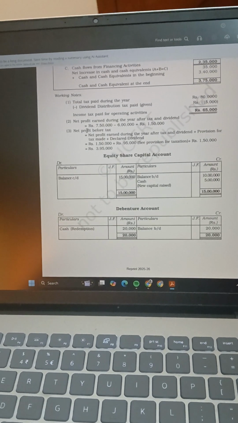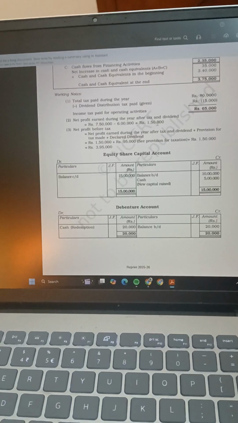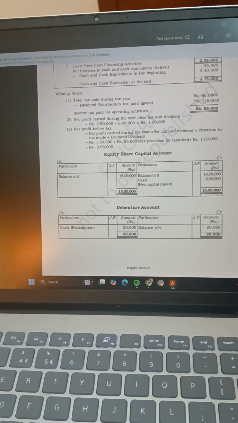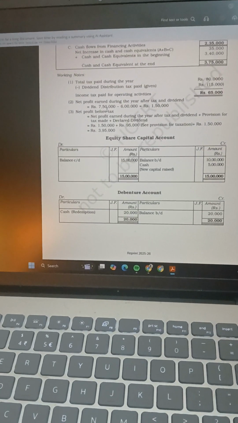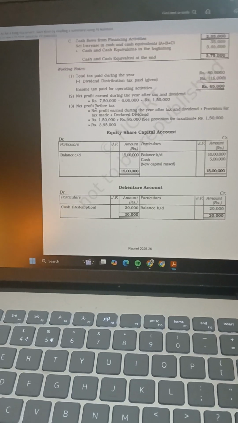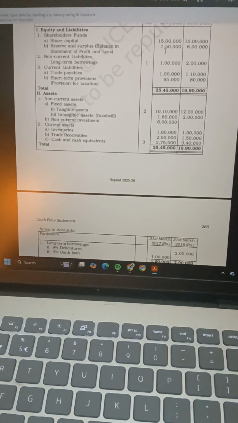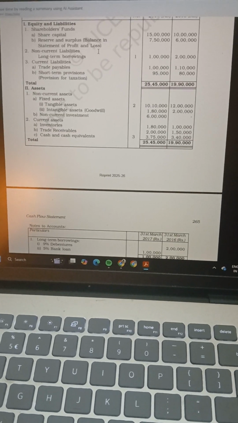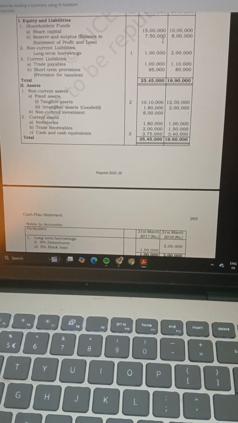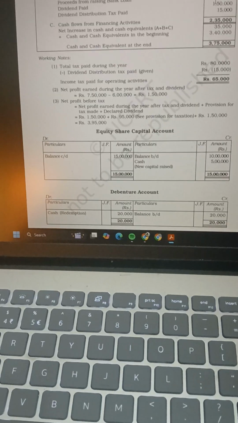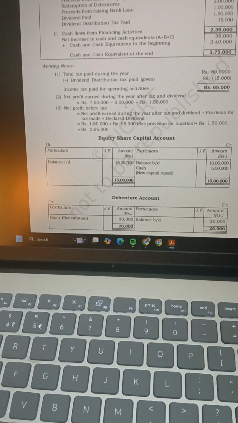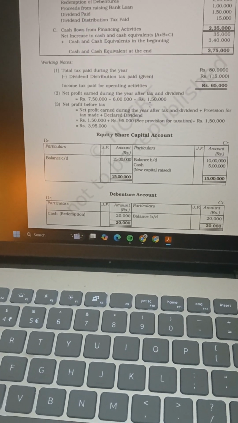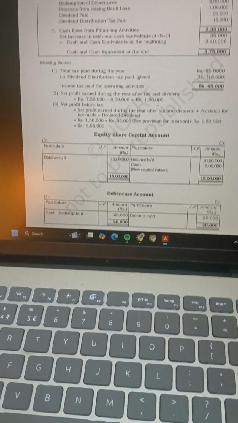Then net profit earned during the year after tax and dividend, that is given in the question. This year's profit is 7,50,000 minus 6 lakhs. That will be the net profit earned during the year after tax and dividend, that is 1,50,000.